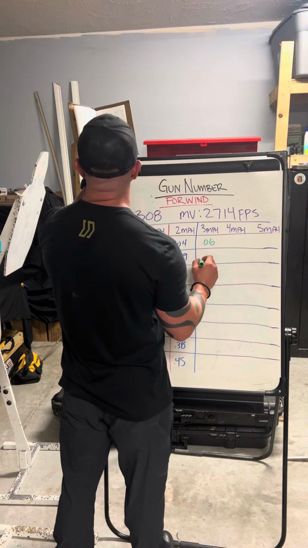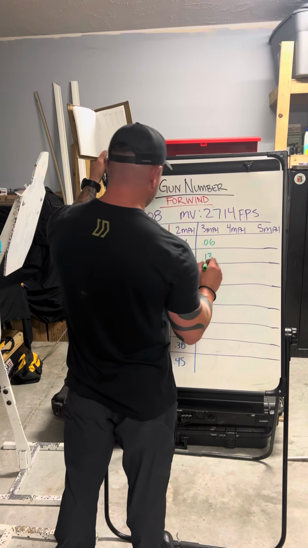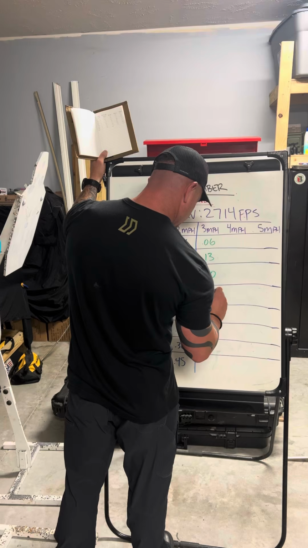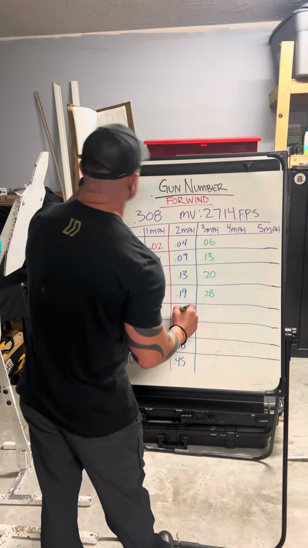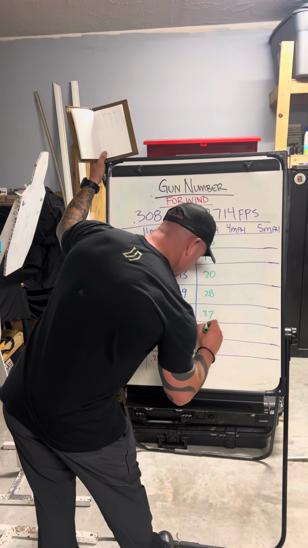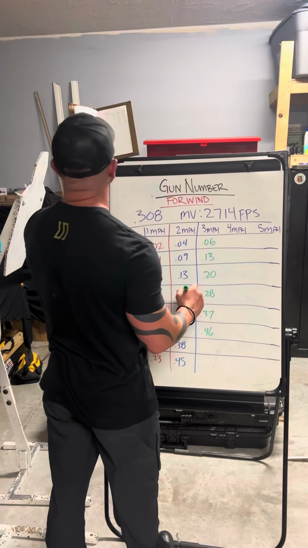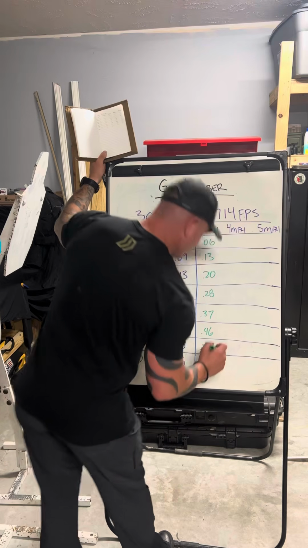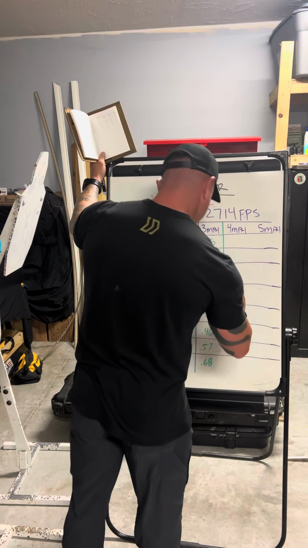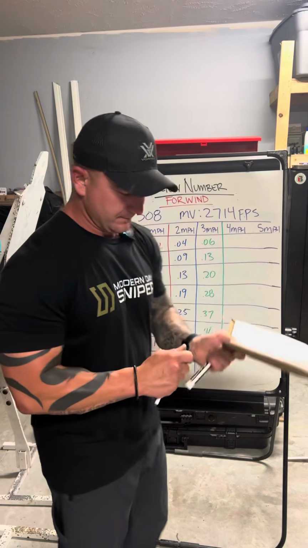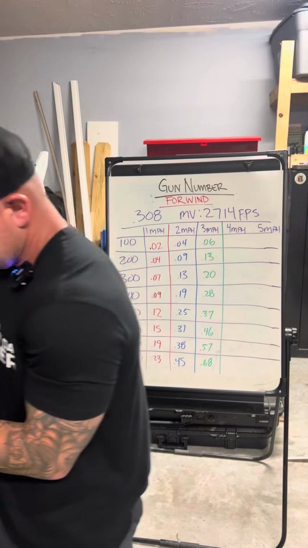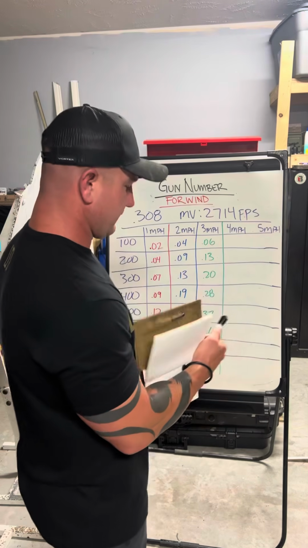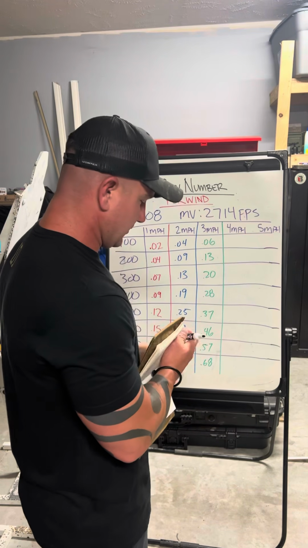So 0.06 at 3 miles an hour, 0.13, 0.20, 0.28, 0.37, 0.46, 0.57, and 0.68. All right. And then we'll get to the last 2 columns here. So we've got 4 miles an hour and 5 miles an hour.